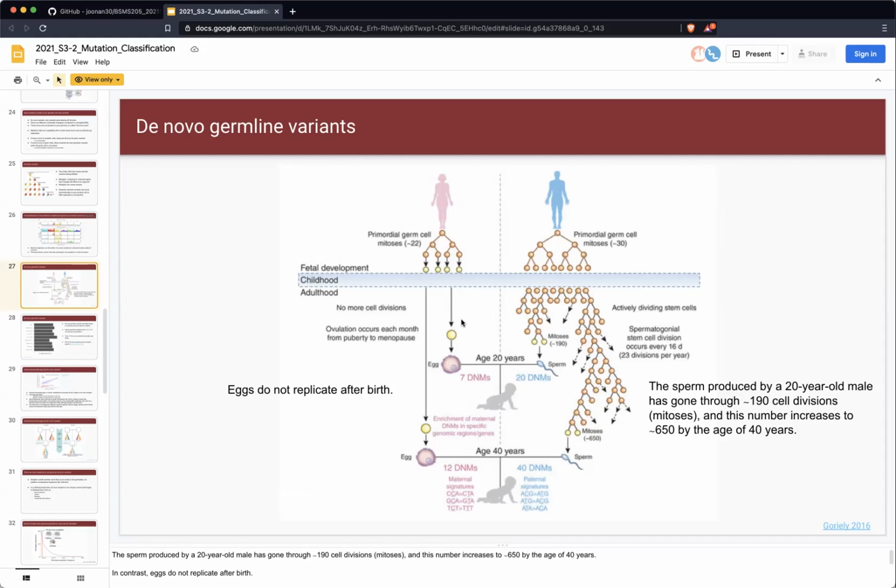But eggs are quite different, because the eggs have completed halfway of the meiosis before birth, right, in the womb, and they only have the rest of their germ cell division. So they have less chance to have de novo mutations in their body, right?